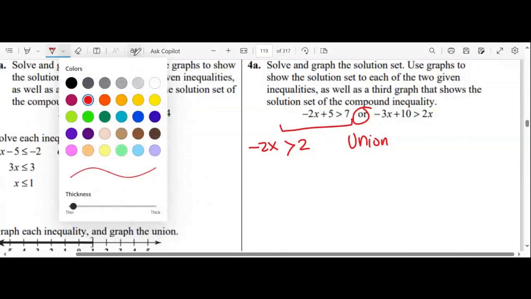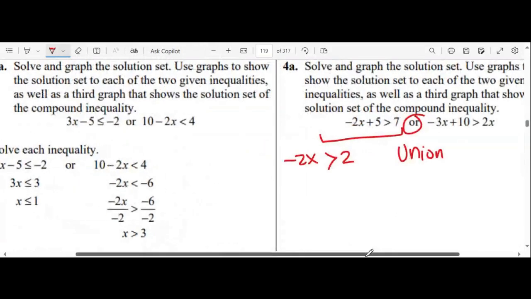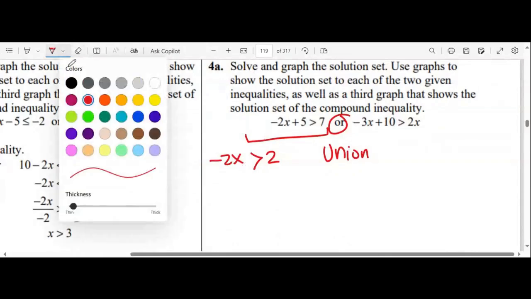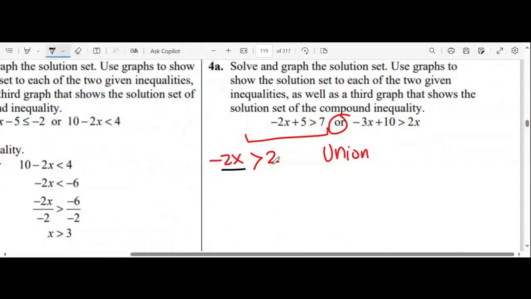Tamim, yes. Can you please pay attention? What's the next step here, Tamim? Next step. Divide by what? Divide by 2. Very good. So what happens if you divide by negative 2? You reverse the direction, correct? Yes. So x is less than what? Negative 1. Now let's go for this one.